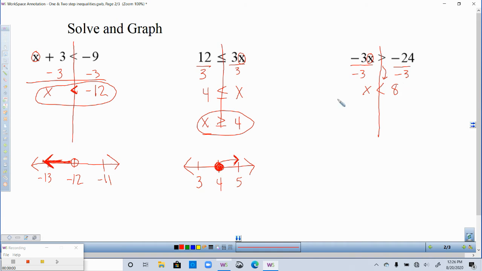And you can see right there, we ended up with a positive answer, and that wasn't the reason why we flipped it. It was solely because we divided by a negative. All right, and then we'll graph this real quick, and we get 8. There's no bar, so it's an open circle, no equal to bar. And then what direction is this going? Well, it's pointing to the left, so we'll make our arrow go to the left.